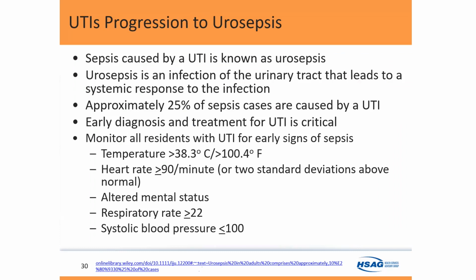Sepsis that is caused by UTI is known as urosepsis. It is an infection of the urinary tract that leads to a systemic response to the infection. Approximately 25% of sepsis cases are caused by UTI, clearly a significant percentage, right? It is critical to identify UTIs early and begin treatment as soon as possible. So all residents with UTI should be monitored for early signs of sepsis, including temperature greater than 100.4, increased heart rate, altered mental status, respirations more than 22, and a systolic BP of less than 100.